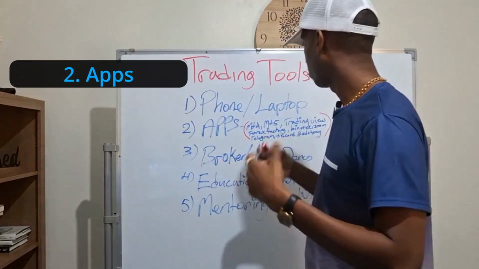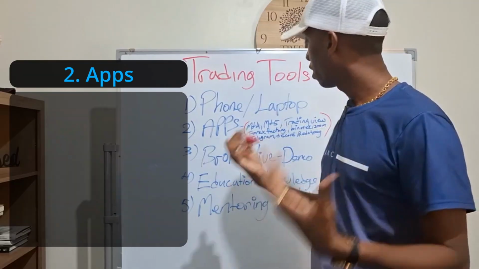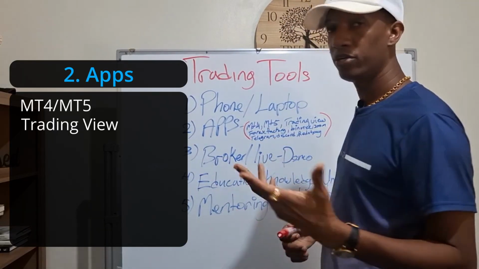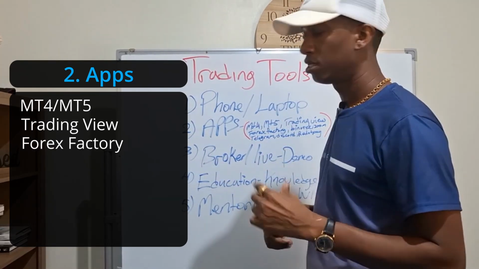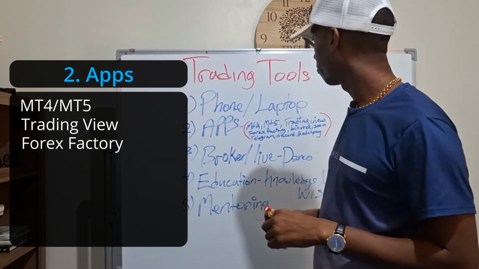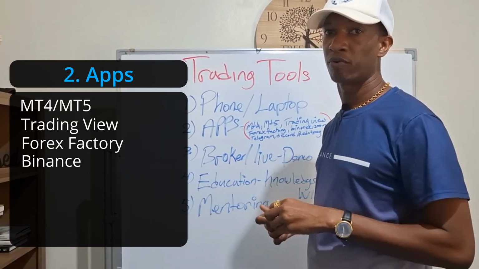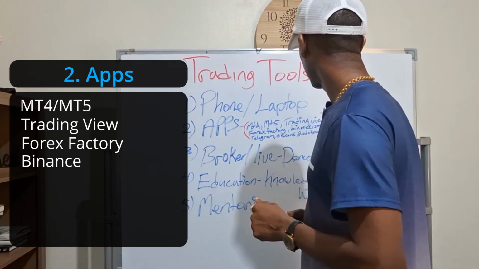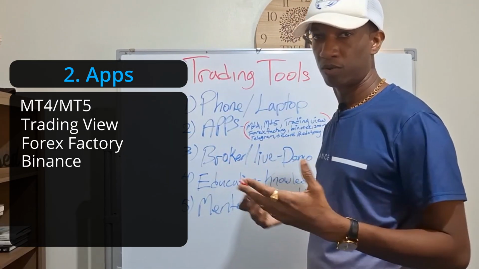Next, after you have that in place, you need your apps. Once persons come in to learn from Fission 4 Pips, the apps you need are MT4, MT5, and TradingView, of course. You need Forex Factory. That's where we get the news events, the Forex calendar. We have Binance. That's how we move our crypto to fund accounts and withdraw back to our crypto wallet, because the broker that we use is crypto in and crypto out.